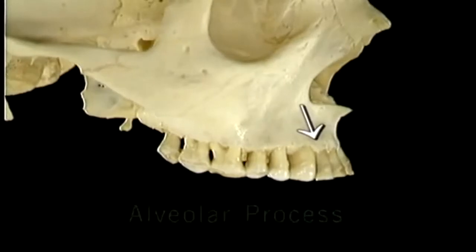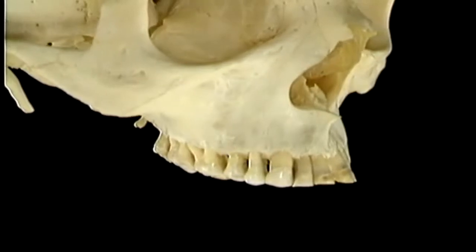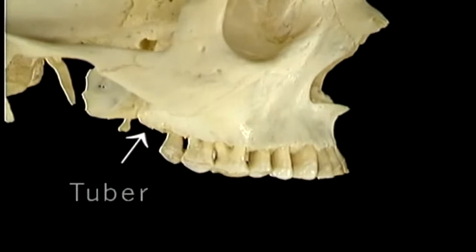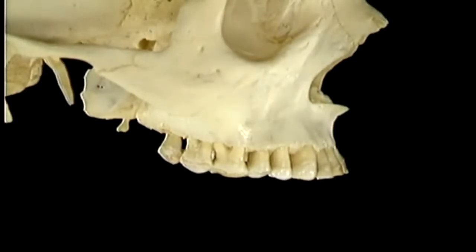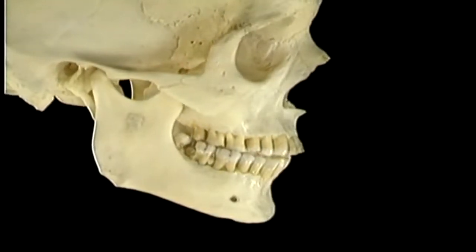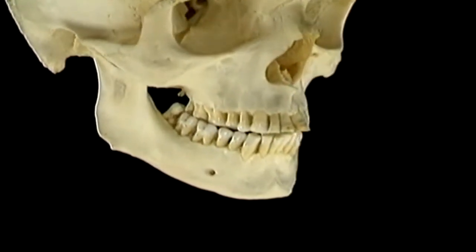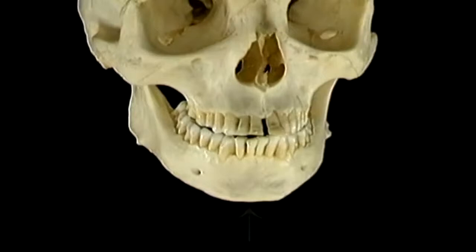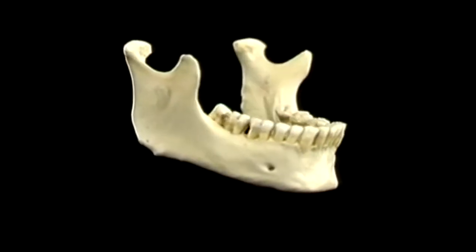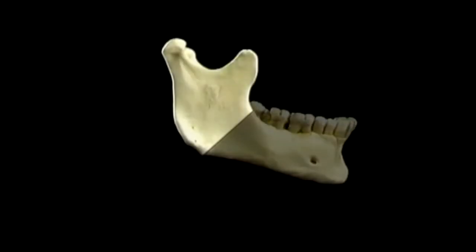The part of the maxilla that bears the teeth is called the alveolar process. We'll look at the teeth later in this section. The alveolar process ends behind at the tuber. Now we'll bring the mandible into the picture. The mandible develops from two originally separate bones, one on each side, which fuse together here at the symphysis. The mandible is described as consisting of the body and the right and left ramus.